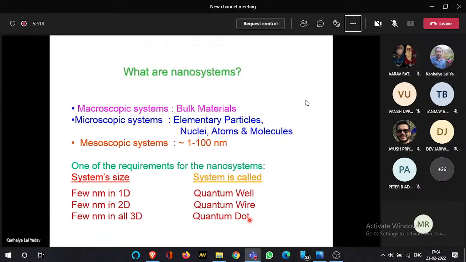So if you take a mustard seed, it is very small, but if it is in nanometer size, then some people say it is zero size, but that is not zero size. Some nanometer is there still. So these are the terminology: a few nanometers in 1 dimension is a quantum well, a few nanometers in 2 dimensions is a quantum wire, then a few nanometers in all 3 dimensions is a quantum dot.